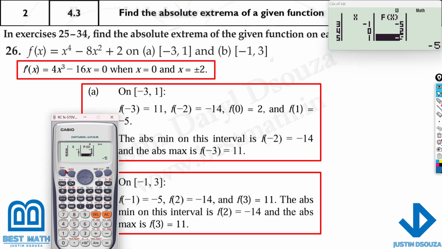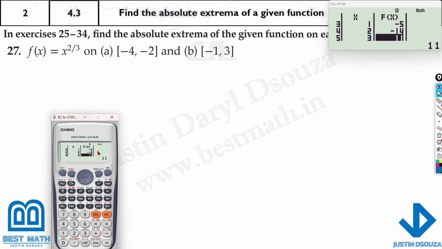Similarly, for the next one as well, all you need to change is the interval. So we start at -1 and end at 3. And here we go. These are the values. So you can see minimum is at x value of 2, -14, and maximum is 3, 11. That's the correct answer.